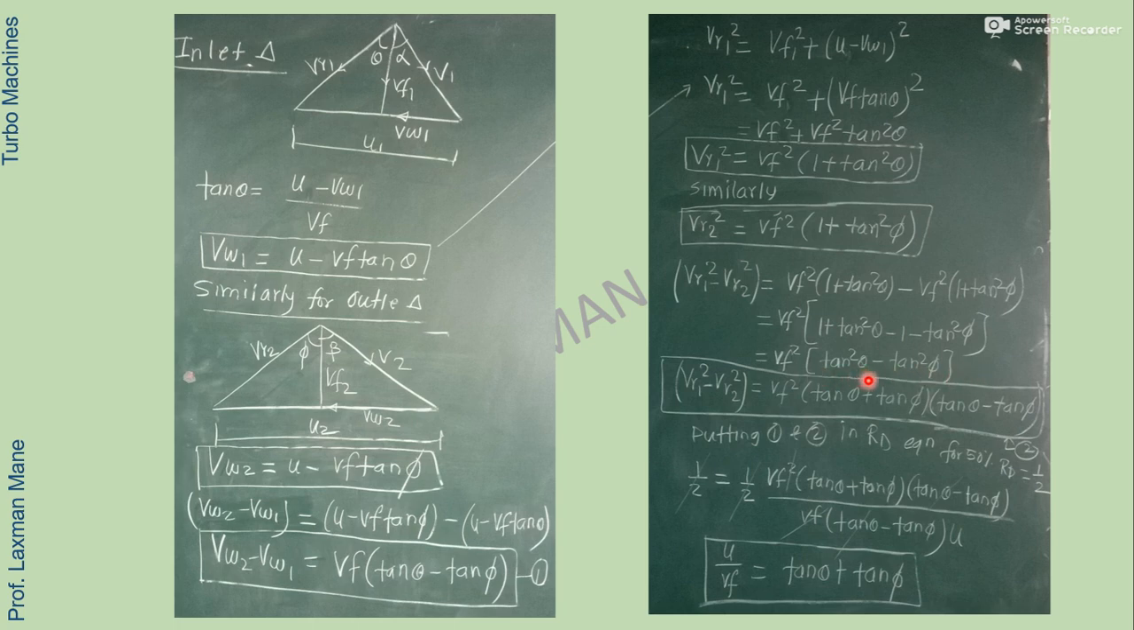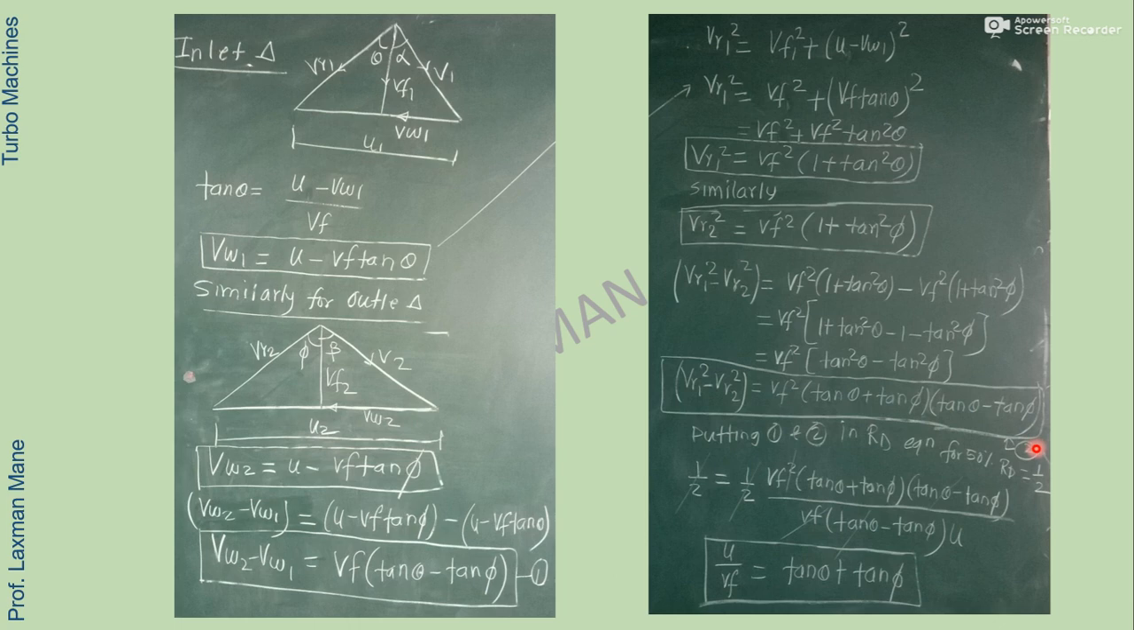Now here this is a case of x square minus y square. So in mathematics we know that x square minus y square is equal to (x plus y) and (x minus y). So here we write the next step, VR1 square minus VR2 square is equal to VF square. Inside the bracket, two brackets will now be coming. One is tan theta plus tan phi and another is tan theta minus tan phi.